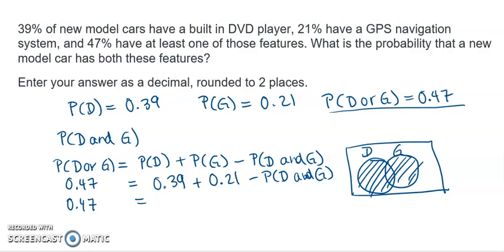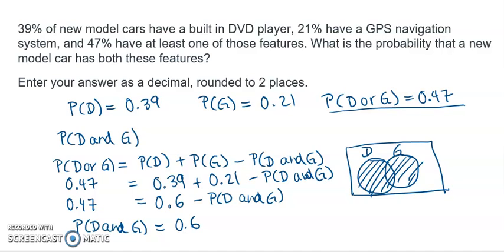We have 0.6. And then what do we have to subtract from 0.6 to get to 0.47? Or simply we can take the probability of D and G is equal to 0.6 minus 0.47. Subtracting those two from one another is 0.13 over here, which is our final answer.